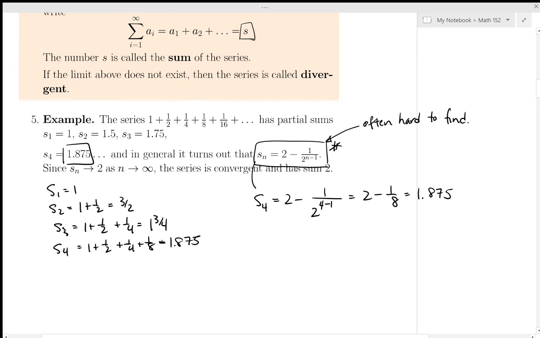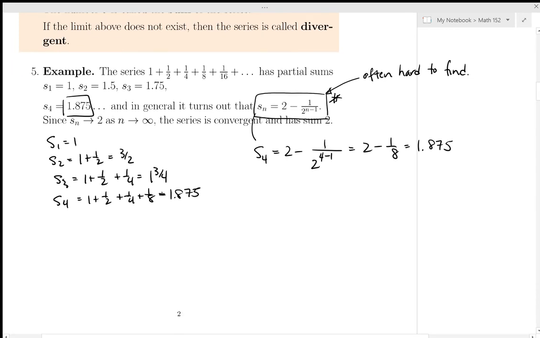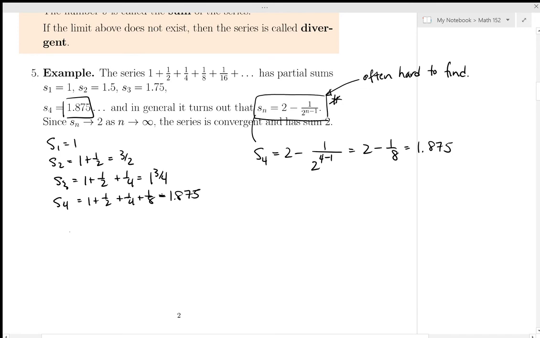Okay, so now that we do have an expression for the nth partial sum, what we can do is take the limit. Let me just be even a little bit more detailed here. S is going to be equal to the sum of i equals 1 to infinity of 2 to the i minus 1.